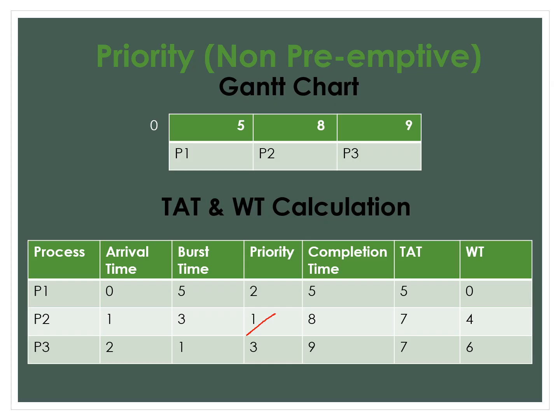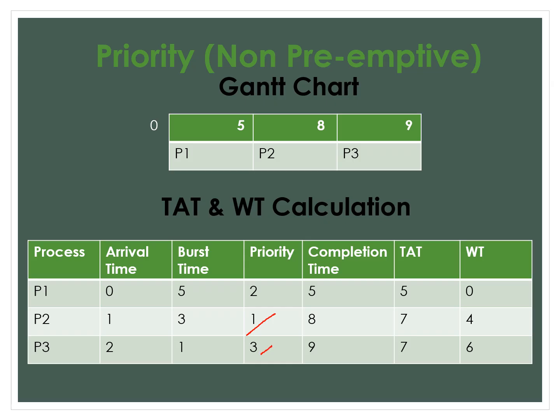But here arrival time is given. So at arrival time 0, process P1 executed 5 milliseconds because no process is waiting in the queue. Then it considers the priority. So here P2 has the highest priority. So it executed 3 milliseconds. So 5 plus 3 is equal to 8 milliseconds.